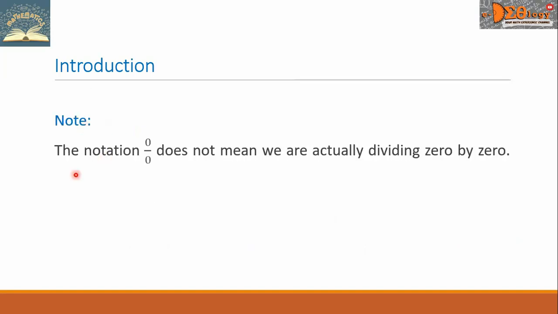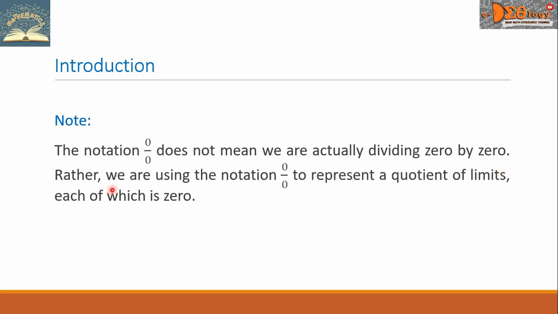Take note that the notation 0 over 0 does not mean we are actually dividing 0 by 0. Rather, we are using the notation 0 over 0 to represent a quotient of limits, each of which is 0.